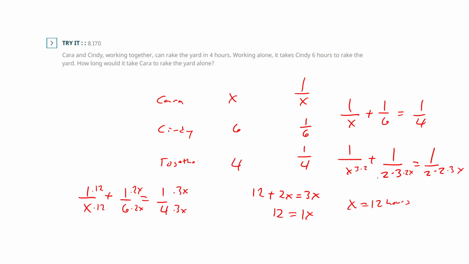So I was doing the same thing, but if you need to see it that way, that's totally fine. That's how we're doing it. I just looked at 6 and 4 and saw 12. Let's make it all over 12x as the LCD.